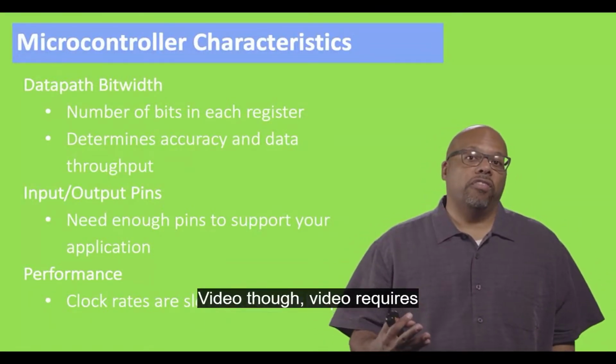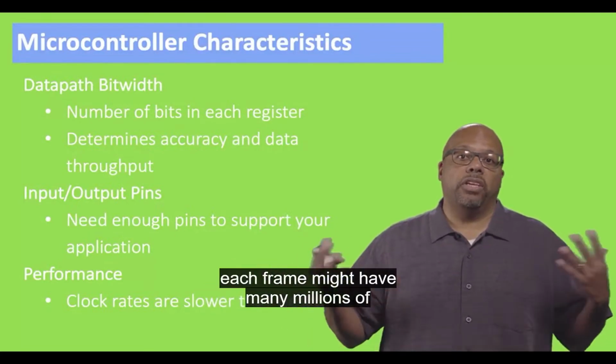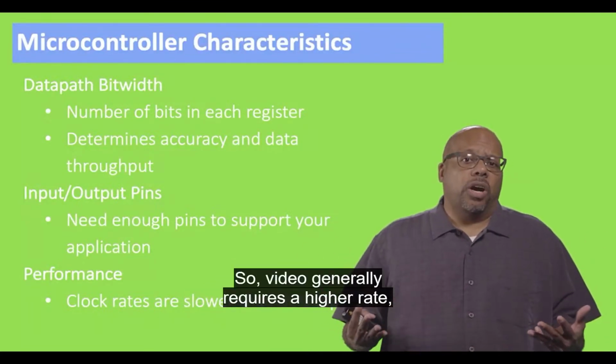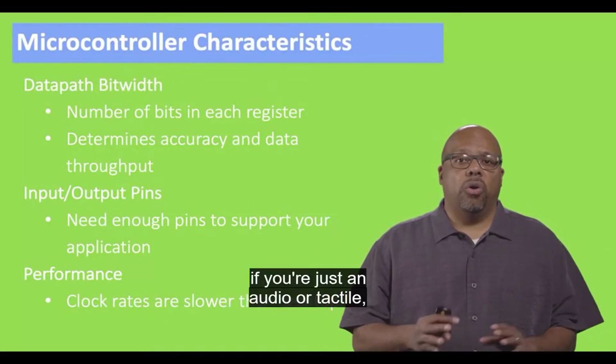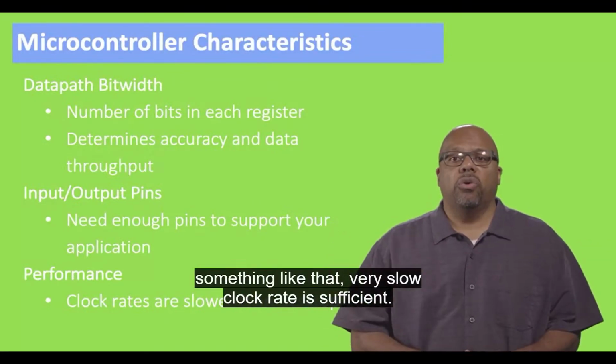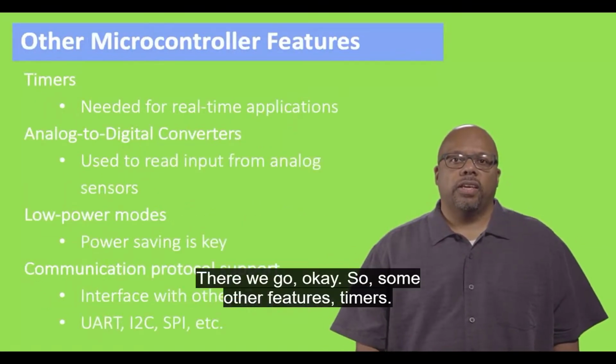Depends on your application. Video requires a lot more. Even though it's 30 frames a second, each frame might have many millions of pixels, and you might have to do lots of processing on that. So video generally requires a higher rate, but audio, if you're just doing audio or tactile, maybe somebody's pressing a button, something like that, very slow clock rate is sufficient. There we go. Okay, so some other features.